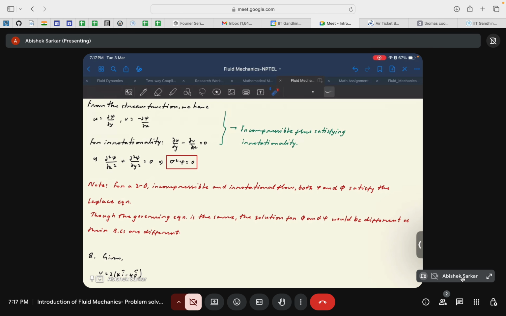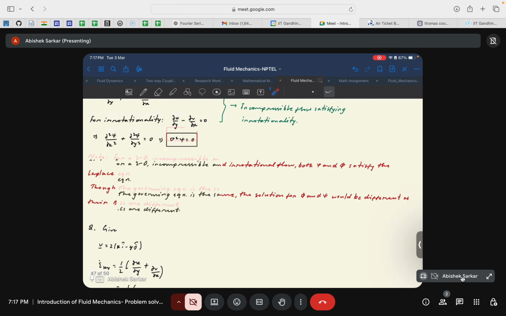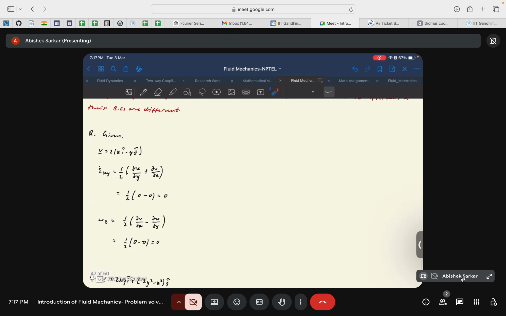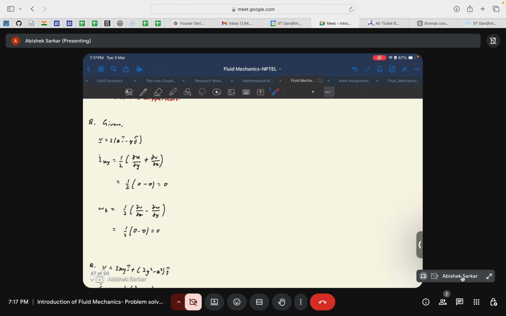Okay, so I think then we can start our discussion and solve some problems that are relevant to this discussion. Given that our velocity field is defined by v equal to 2x i cap minus y j cap, we'll have the strain rate tensor epsilon xy would be half dou u by dou y plus dou v by dou x.